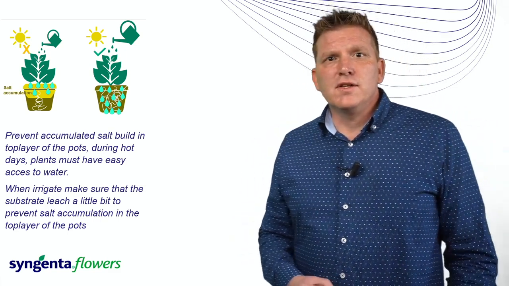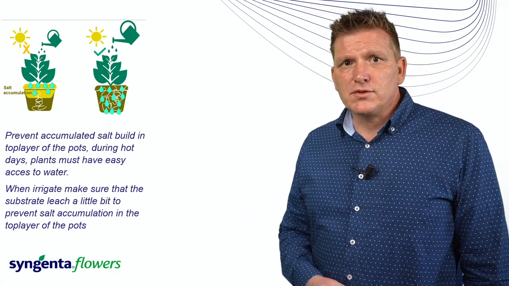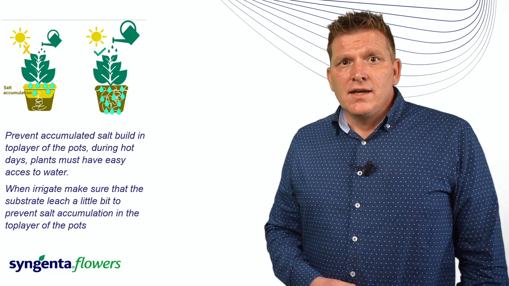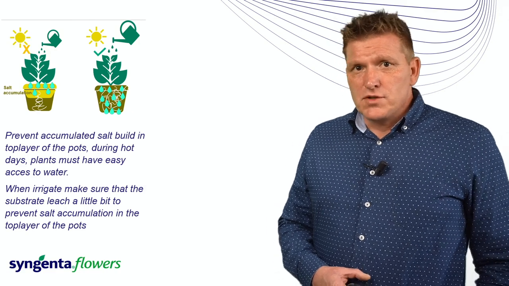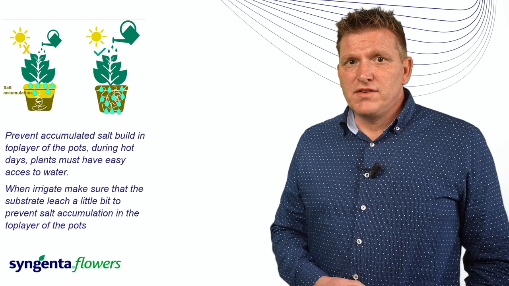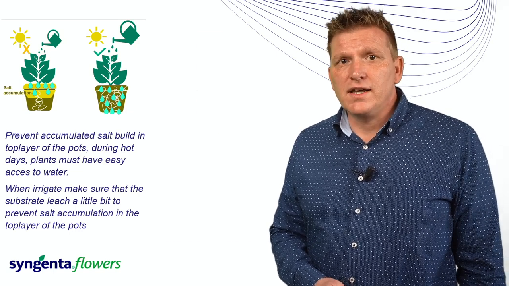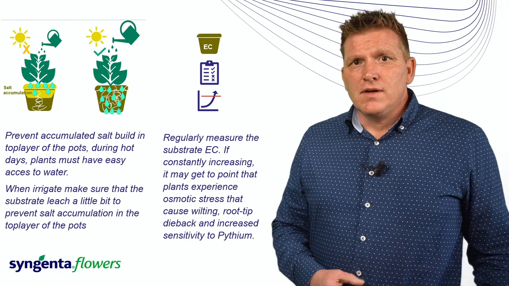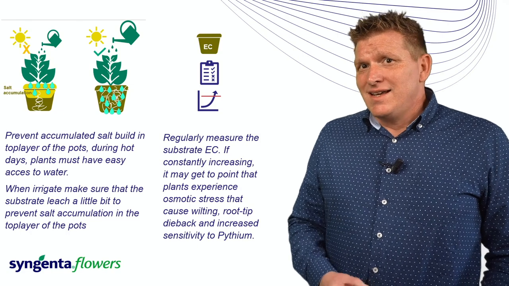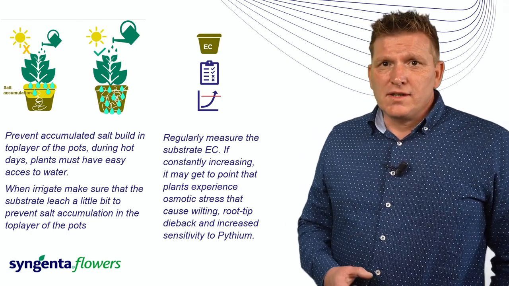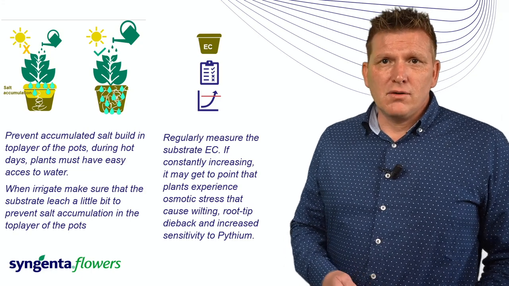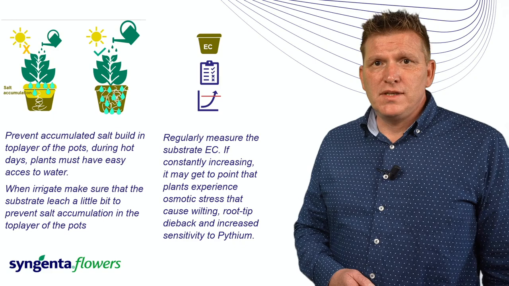Also, prevent accumulated salt buildup in the top layer in the pots. During hot days, plants must have easy access to water. So when you irrigate, make sure that the substrate leaches a little bit during hot days to prevent that salt accumulation in the top layer of the pot. And measure your substrate EC. If it's increasing all the time, it might get to a point that the plant experiences stress, which causes wilting, a root tip dieback, or increased sensitivity to PTM.